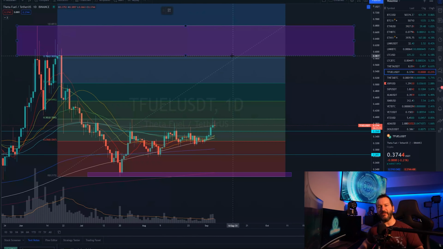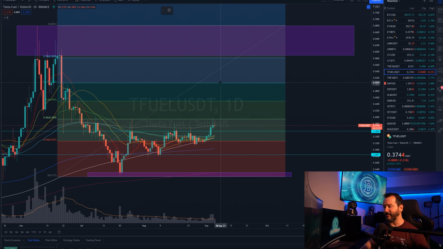And here we have Tfuel up on the daily chart in TradingView. Tfuel versus the USDT on the daily.